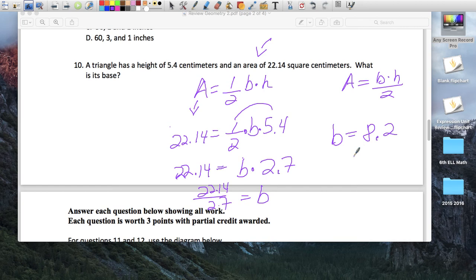You can always double check. If you draw a triangle and the base is 8.2 and the height is 5.4, will it give us an area of 22.14? Let's see if it works. Base times height divided by 2, right? Here's your triangle. 8.2 times 5.4 equals 44.28. Divide that by 2 and you get 22.14, which is exactly what you're supposed to get. Okay.